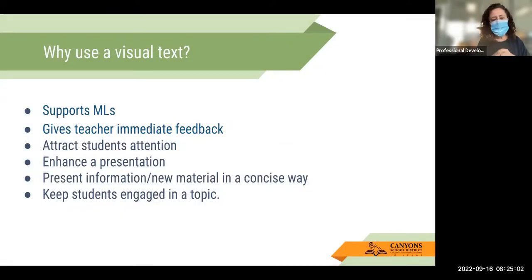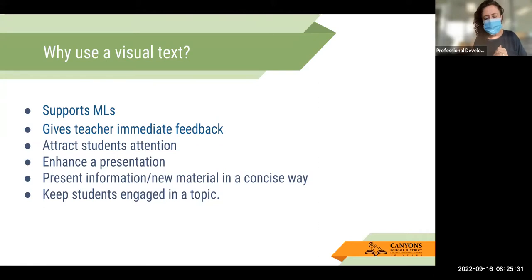It also supports multilingual learners because a visual text will have pictures or a graph, and therefore it will be easier for multilingual learners who are learning English to look at a picture and be able to say, oh, yes, I know what this image is talking about. So it will help them also in that sense.